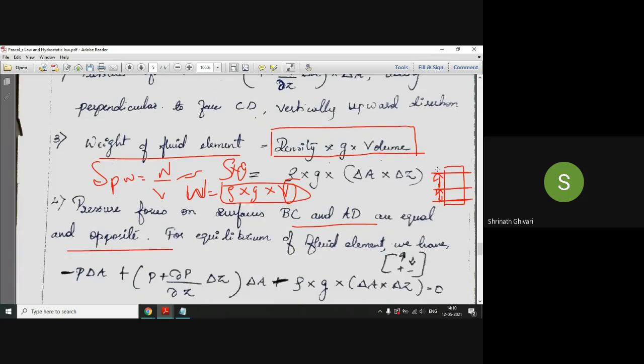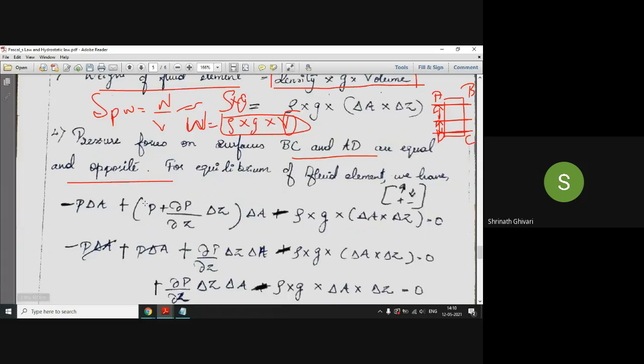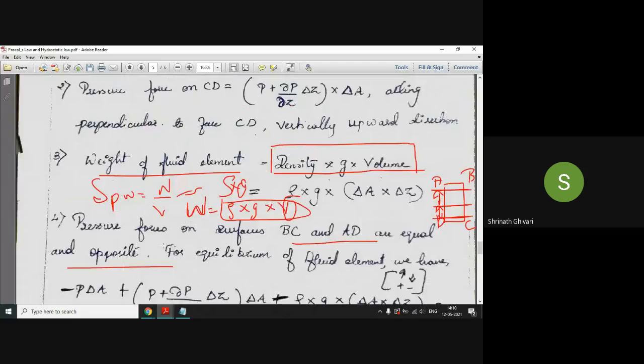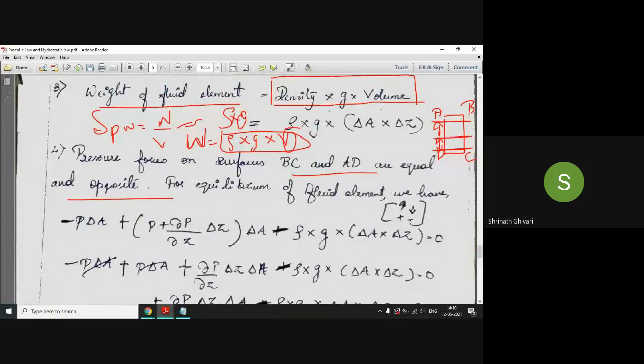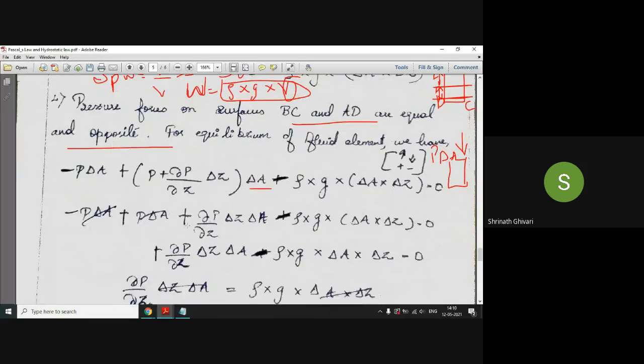So therefore, the pressure force acting on A and D is equal to the pressure force acting on B and C. Now I am taking a summation of all these forces. The negative force is in the downward direction, that is P delta A is acting opposite. The downward force is acting on the face AB. So minus P delta A plus P plus dou P by dou Z delta Z into delta A, minus rho G delta A into delta Z.